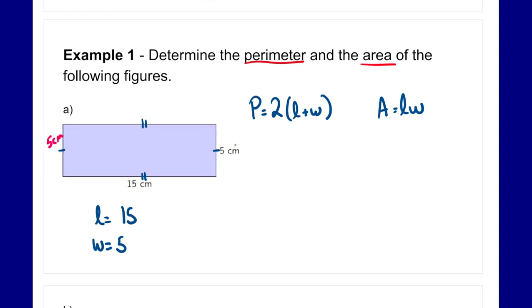It matches this side over here that has 1 line. And then the top side is going to be 15 centimeters. Again, the double line matches the double lines here.